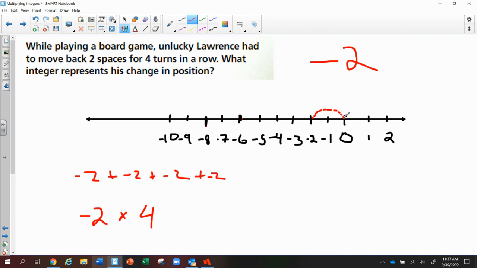So I've done the first one here. So we want -2, -2, -2, -2. So we went backwards. We went -2 spaces, 1, 2, 3, 4 times, and we ended at -8. So we can see that -2 times 4 equals -8.